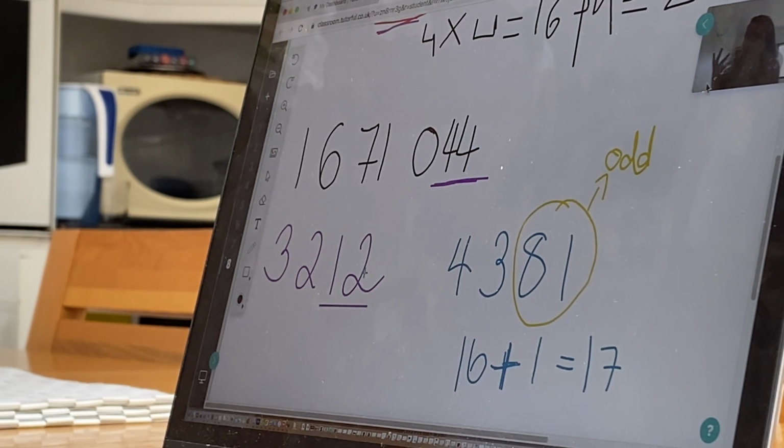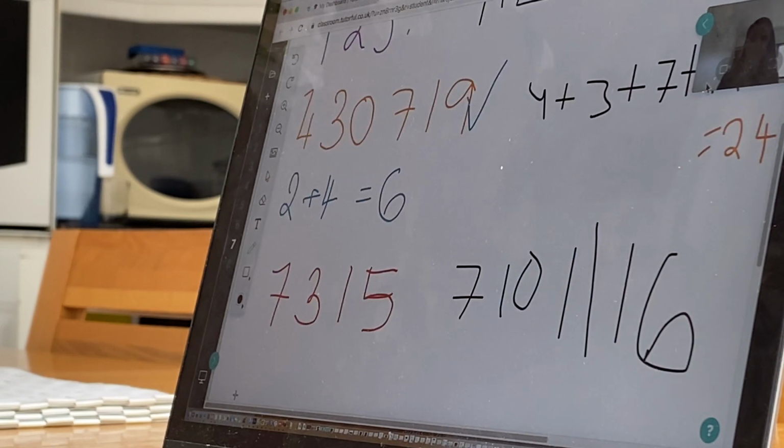If something is divisible by 5, what do we need to look for? If it ends in a 0 or if it ends in a 5. If a number is divisible by 10, what are we looking for? 0. Exactly right. Cool. So that's our tricks for checking for divisibility by 3 and 4.